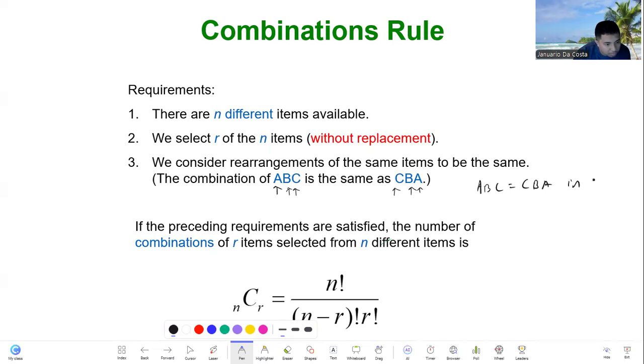In combination, ABC is equal to CBA, but in permutation it is not. In permutation, ABC is not equal to CBA. Okay, that's one big difference. So now you have three formulas.